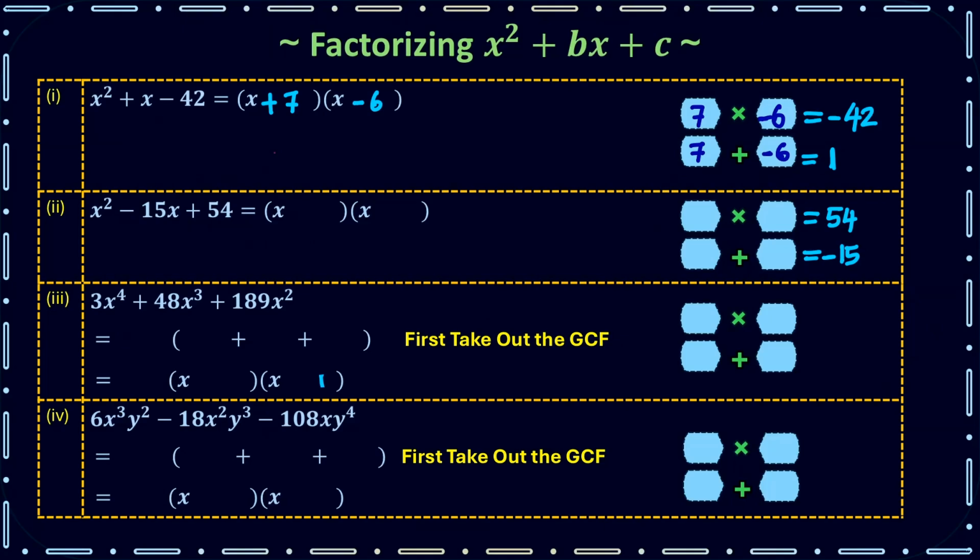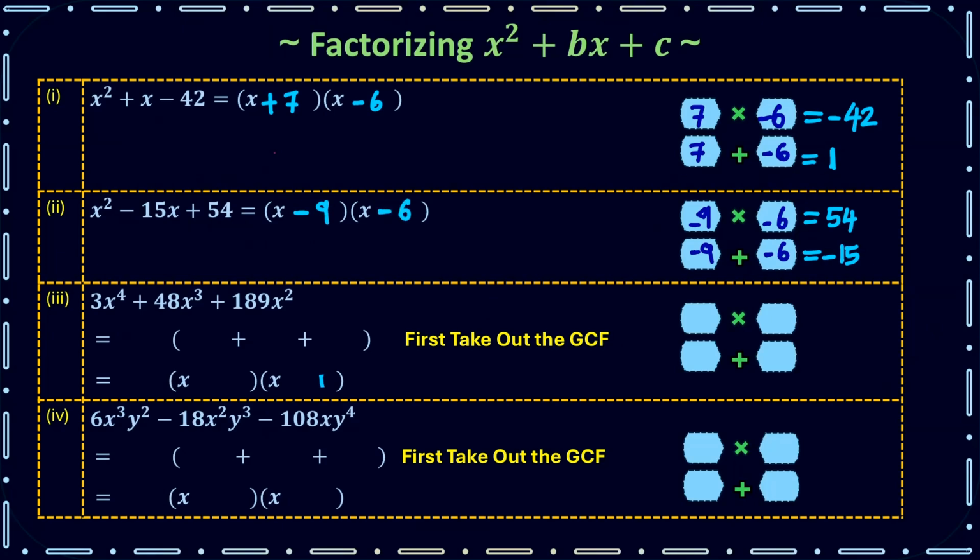Those two numbers are 9 and 6. And since we want the product to be positive, but the sum to be negative, both numbers should be negative. Negative 9 plus negative 6 is negative 15. And when multiplied, you get 54. So we have the factorization of this quadratic, x minus 9 and x minus 6.